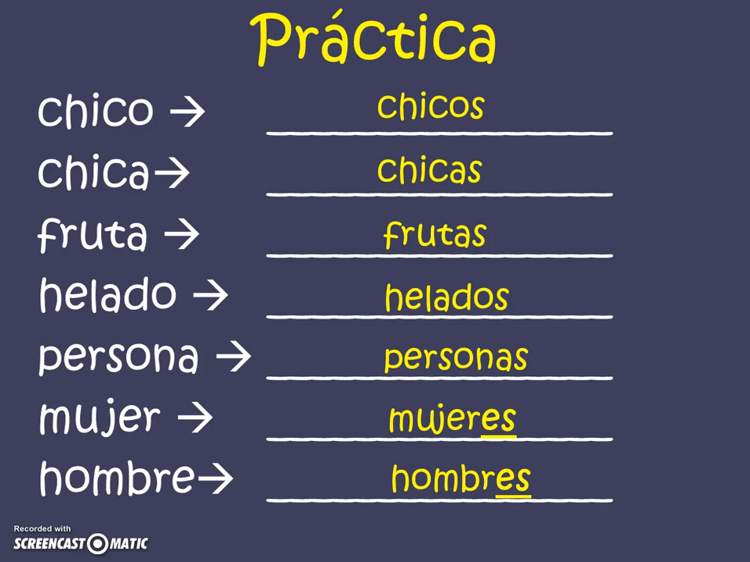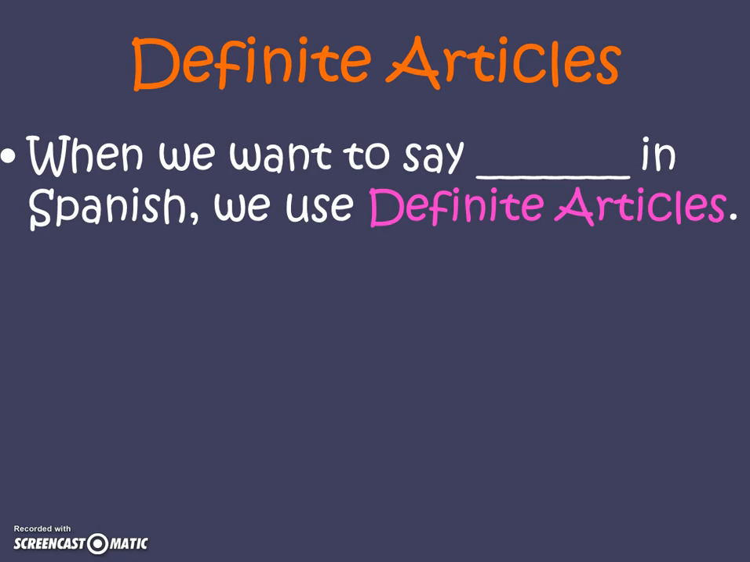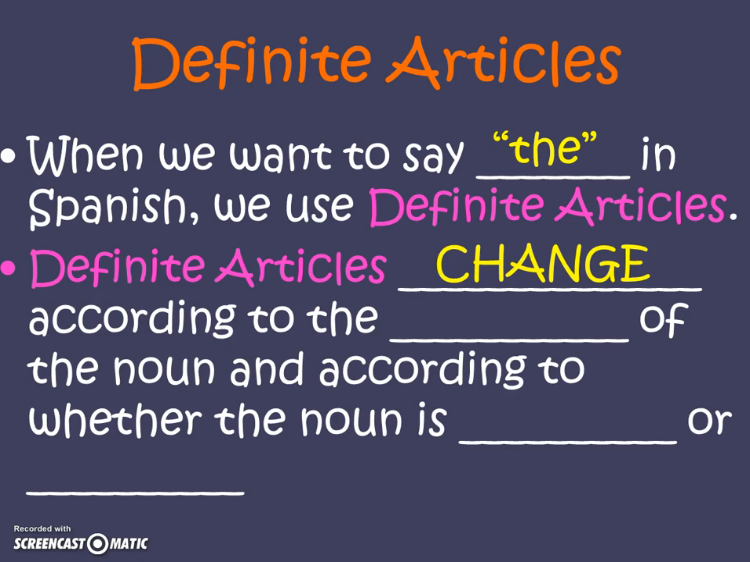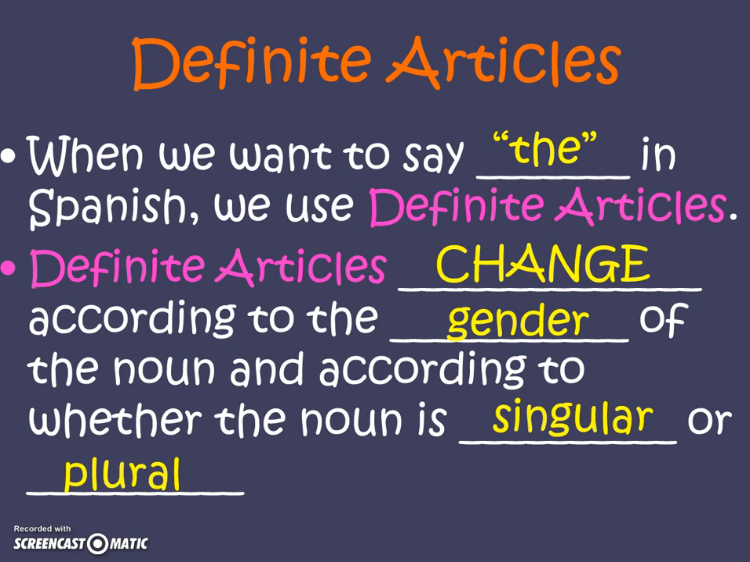Okay? All right, the next thing that we're going to talk about is definite articles. When we want to say the, however you say that, in Spanish, we use what we call definite articles. Definite articles change according to the gender of the noun and according to whether the noun is singular or plural. Okay? So definite articles change according to the gender of the noun and according to the number, which is either singular or plural. Remember, this is how we say the. This is very important.